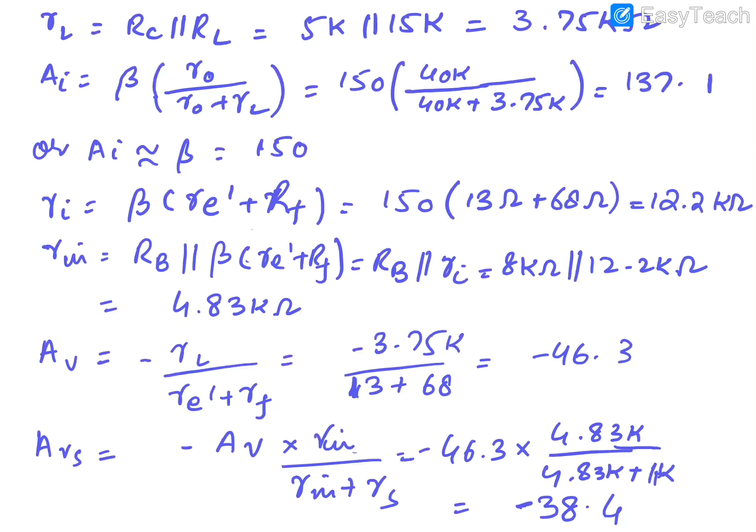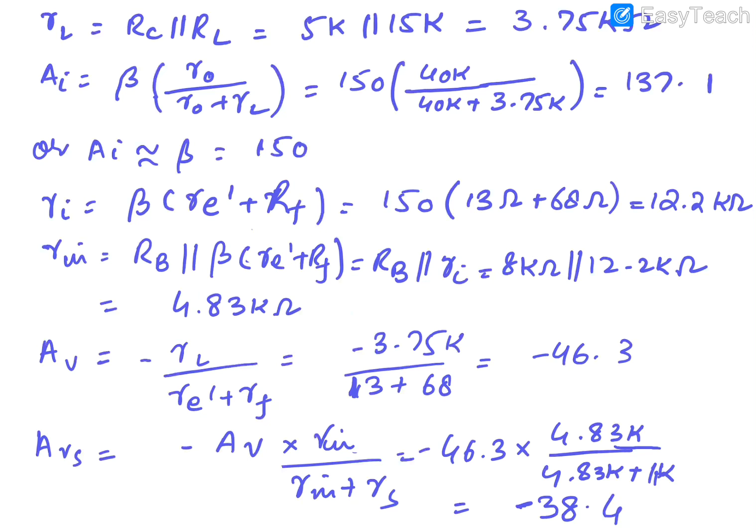Now the current gain. The original formula for current gain is beta, but because there is a current division across R naught and RL, we have included its effect as beta times R naught divided by R naught plus RL, which is equal to 137.1. This current gain can be approximately taken as beta, which is 150. There is a difference between 150 and 137.1, but it can be approximately taken to be equal to beta. Next is input resistance, which is 12.2 kilo ohms in this case. Then the stage input resistance, which is equal to RB parallel with beta times RE dash plus RF, and it is equal to 4.83 kilo ohms.